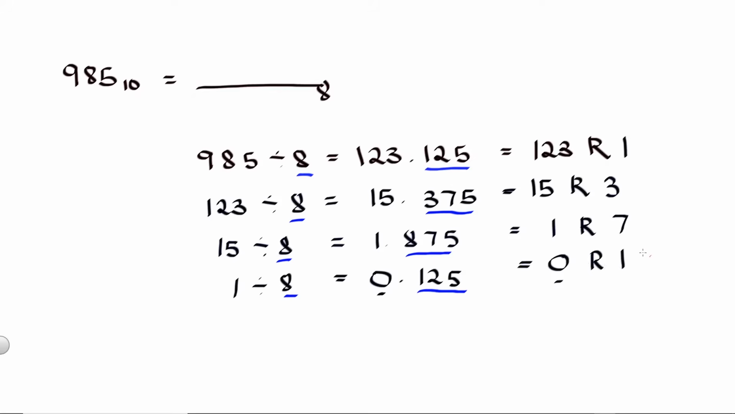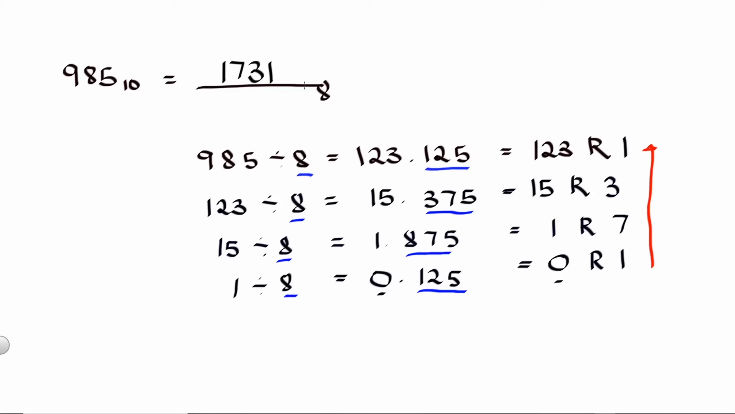And the way you read this answer is from bottom to top. So the octal value of 985 decimal is 1731.